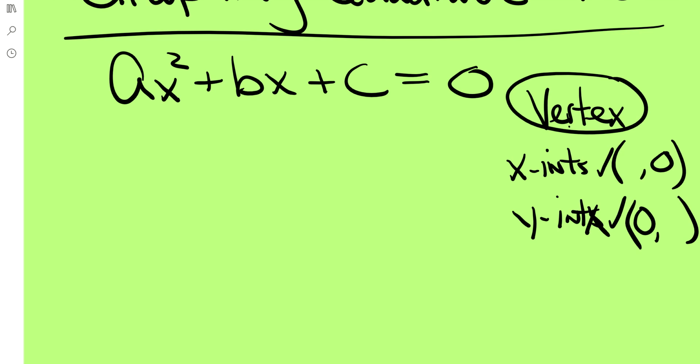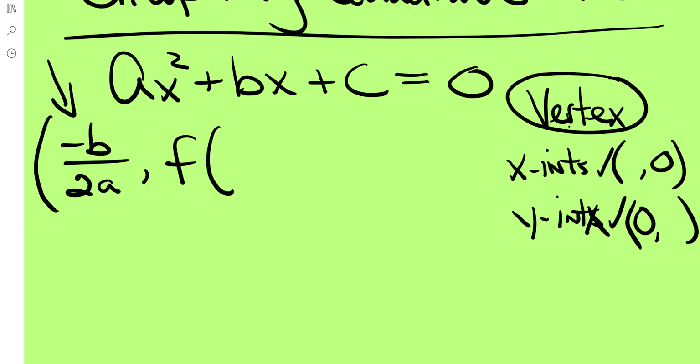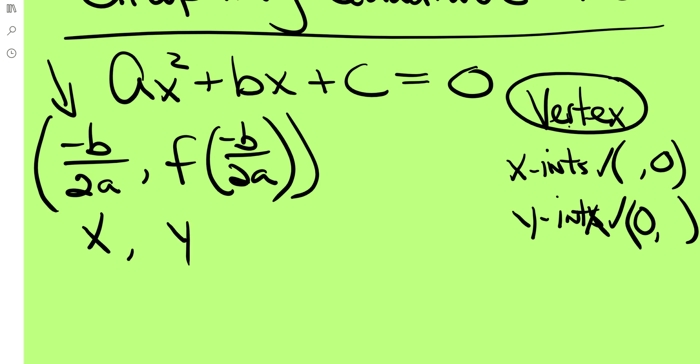Remember our ABCs in the quadratic equation, the vertex consists of finding negative b divided by 2a. This is an x value that we're going to put in an ordered pair. So the x value is going to equal negative b divided by 2a. And then we have to find the y value by plugging in f of negative b over 2a. That's going to give us the x value here and the y value here, and this is going to represent 1 point on the graph.